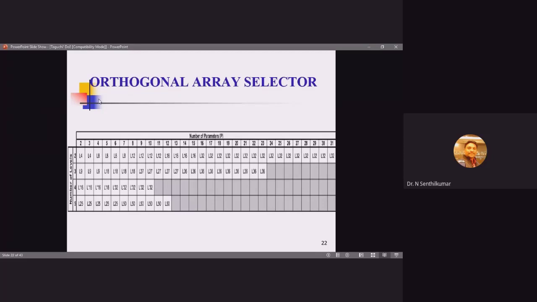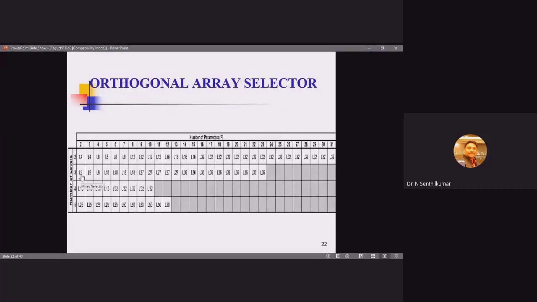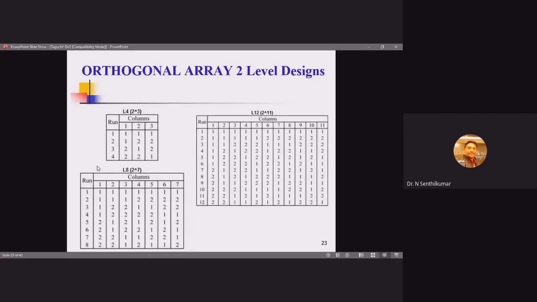For two parameters varied to 3 levels, I will be going with the L9. At the same time, 3 parameters varied to 3 levels, it is also L9. So up to 4 factors at 3 levels, I am going with L9. Okay, so based on this only, I am going to select the orthogonal arrays.